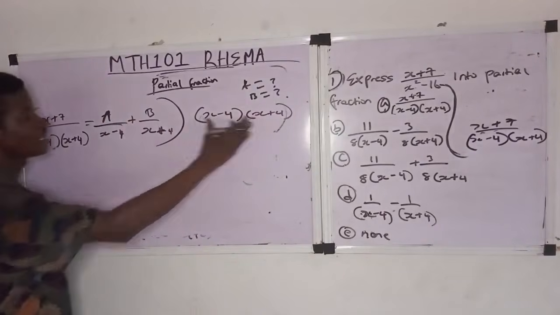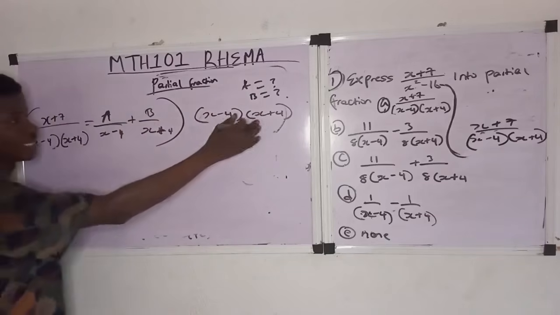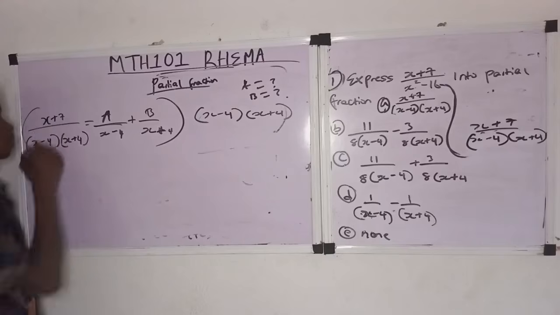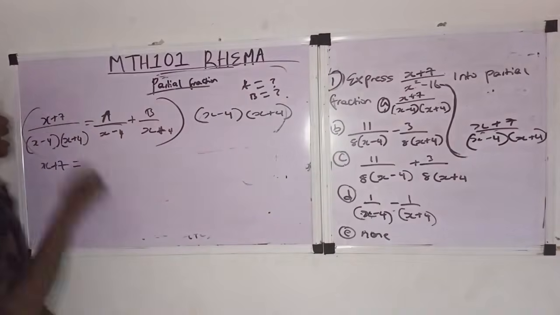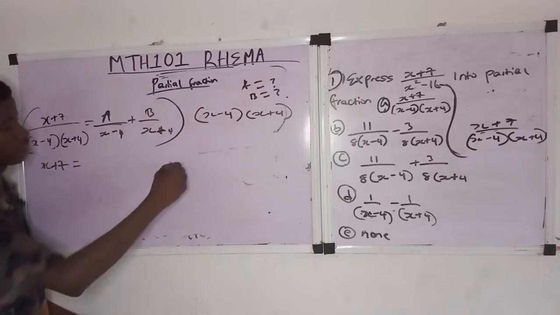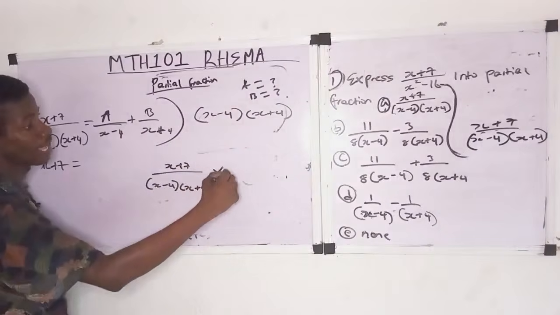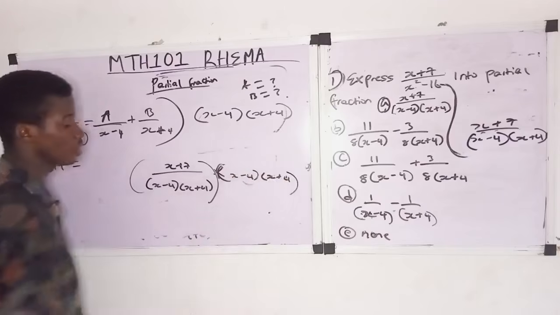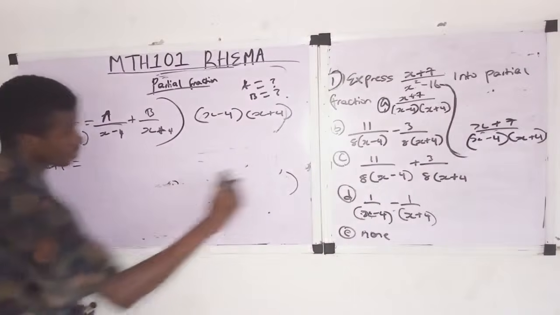If we multiply everything by this, this one will cancel this, right? We'll be left with s plus 7. Let me just say: (s plus 7) divided by (s minus 4)(s plus 4), all multiplied by (s minus 4)(s plus 4). You find out that this one will cancel this one. We'll be left with s plus 7.